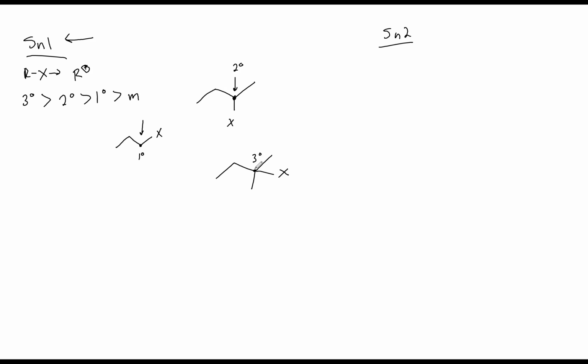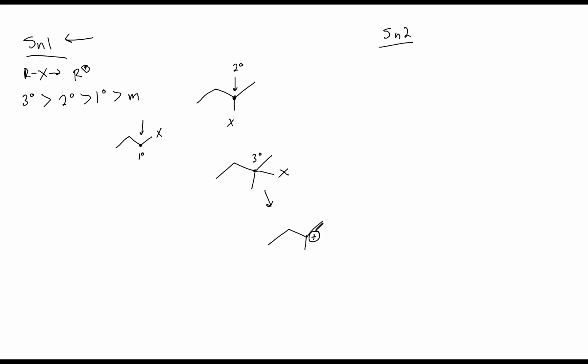Okay, it's stability. The idea here isn't how stable these are. Rather, it's how stable their corresponding carbocations are. This is going to sort of mess you guys up. The more stable your carbocation, the more likely you're going to react for Sn1.